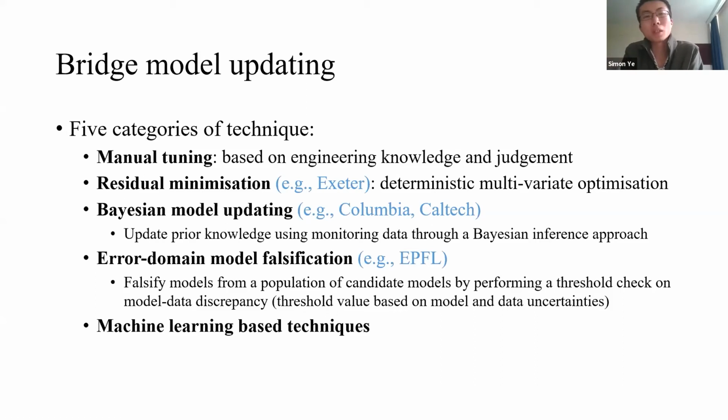Next, people say that we can't just have a deterministic approach. We need a probabilistic approach to assess the risks. So there are Bayesian model updating and error domain model falsification approaches. Bayesian model updating is basically updating your prior knowledge about the bridge structure using monitoring data through a Bayesian inference approach. Error domain model falsification falsifies models from a population of candidate models by performing a threshold check on the model-data discrepancy, and the threshold value is based on the model and data uncertainties.